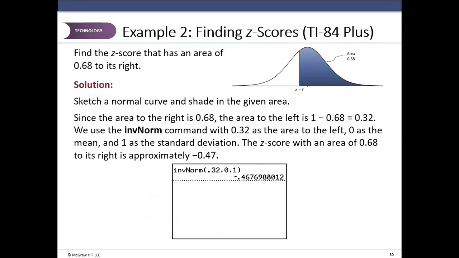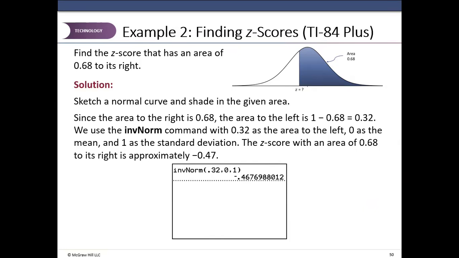Okay, find the z-score that has an area 0.68 to its right. Here the area on the right is 0.68. Calculator only takes area to the left. We know the total area under the curve is 1. Area to the right of the unknown z is 0.68. So area to the left of the unknown z is 1 minus 0.68, which is 0.32.